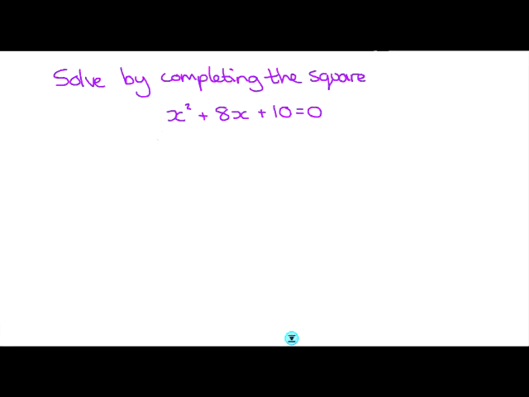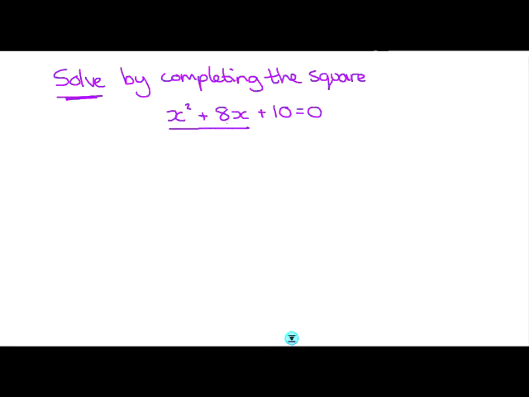Hi there guys. Now if you've managed to perfect how to complete the square, the next thing to move on to is how to solve by this method. Now we're going to start off with a GCSE style one and then move on to the C1 ones pretty sharpish.